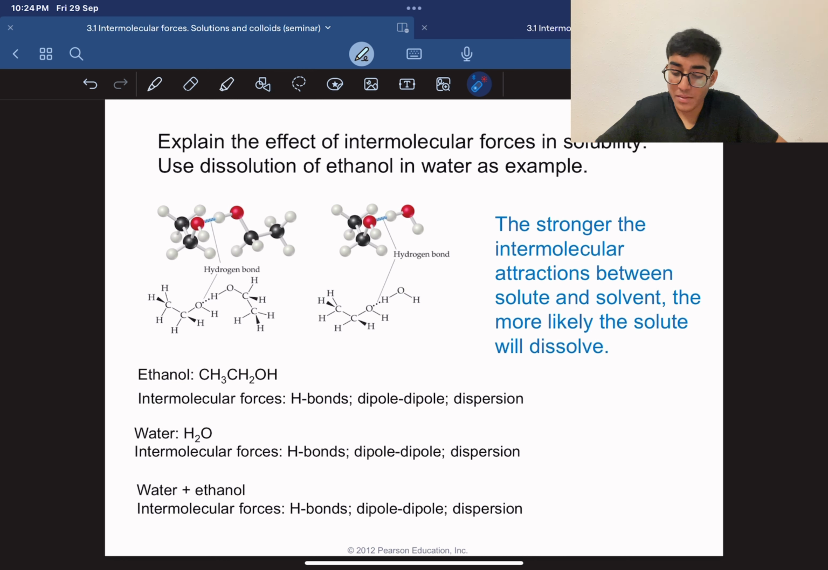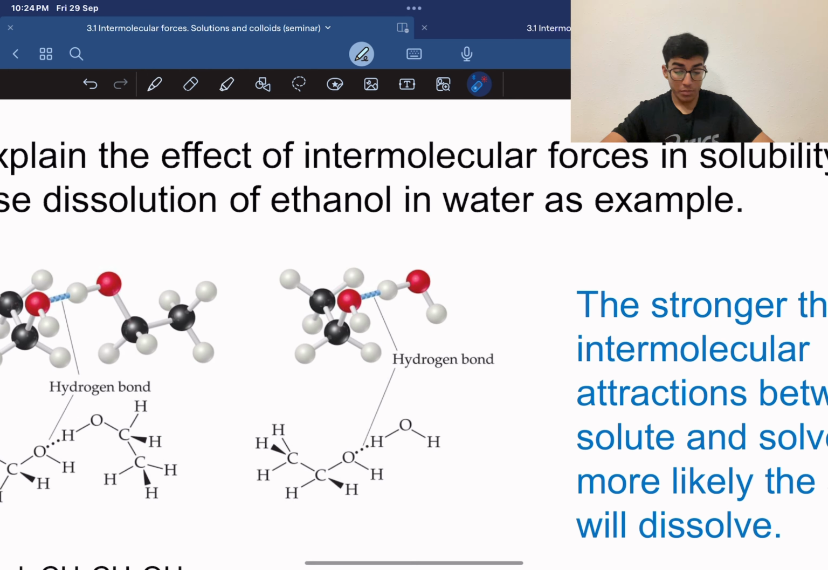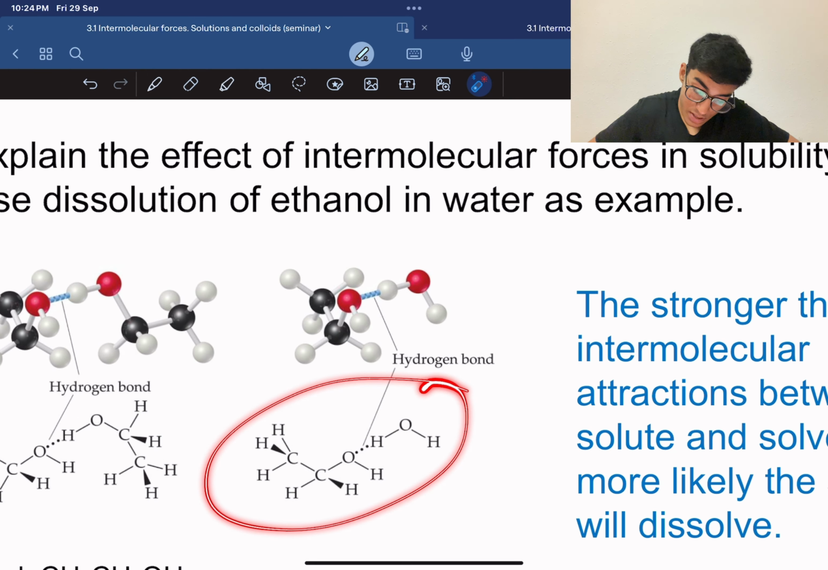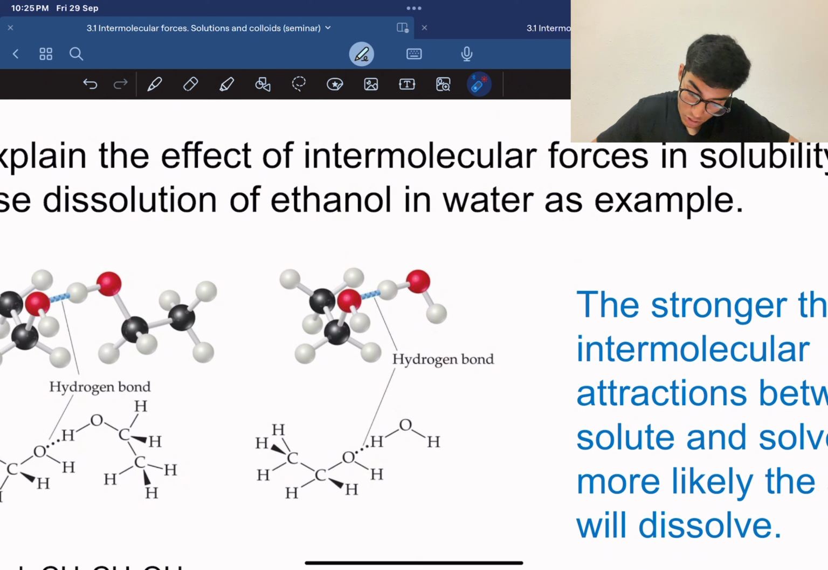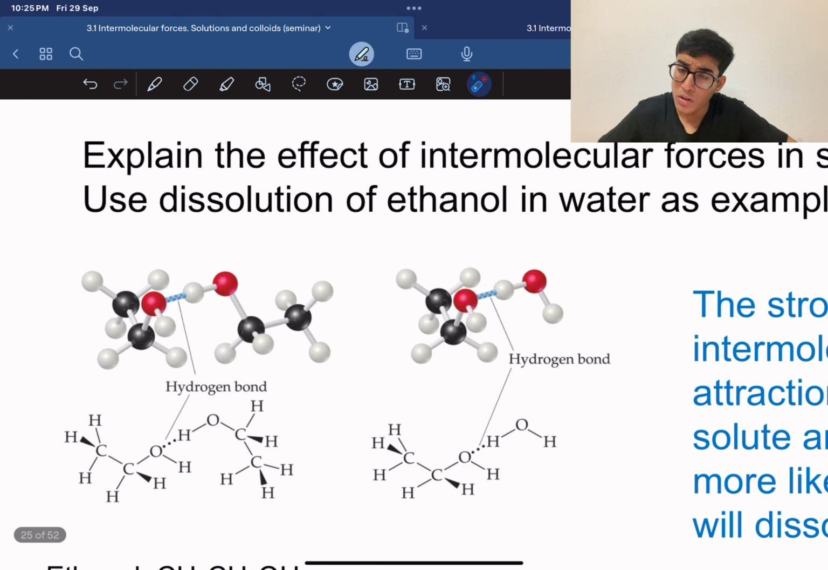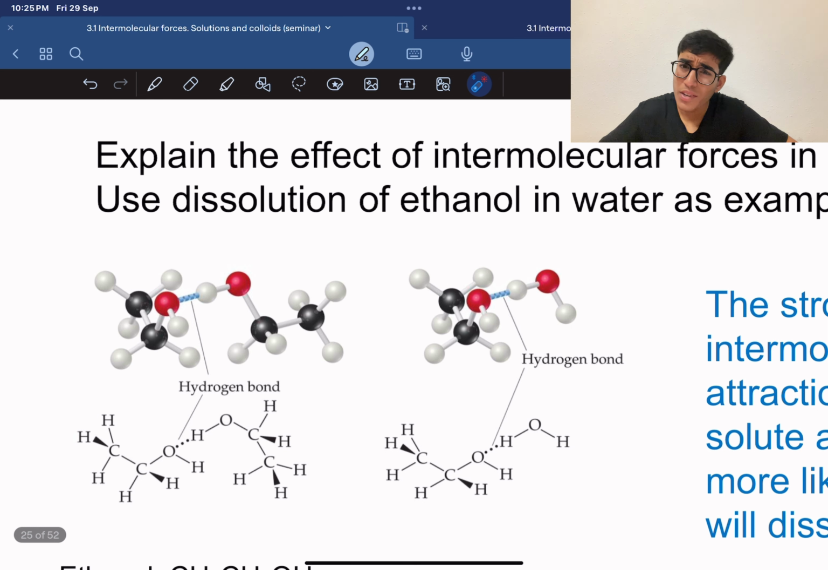Okay, very simple over here. See, guys, the stronger the intermolecular interaction between solid and solvent, the more likely the solute will dissolve. Like dissolves like. Polar solvents dissolve polar solutes. Non-polar solvents dissolve non-polar solutes. Very simple over here. Basically, it's trying to say if this is the solvent and this is the solute, if they both can form hydrogen bonds, then definitely they will be soluble. That's all they're trying to say.